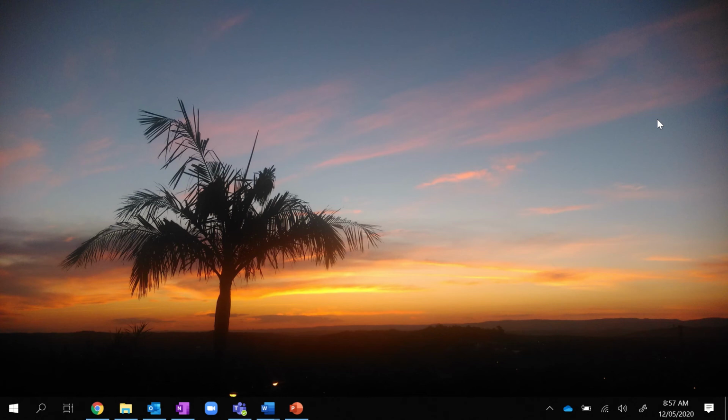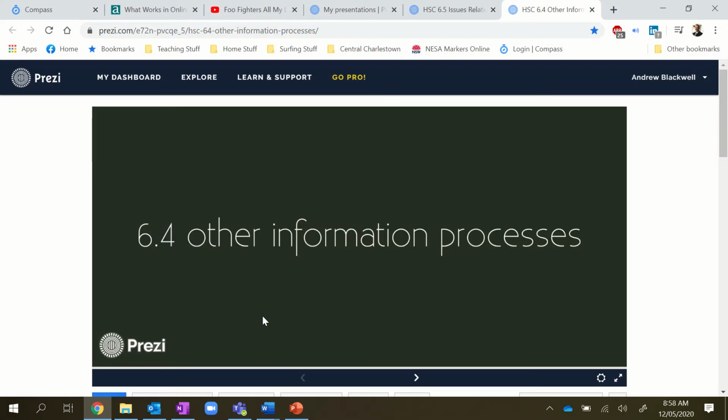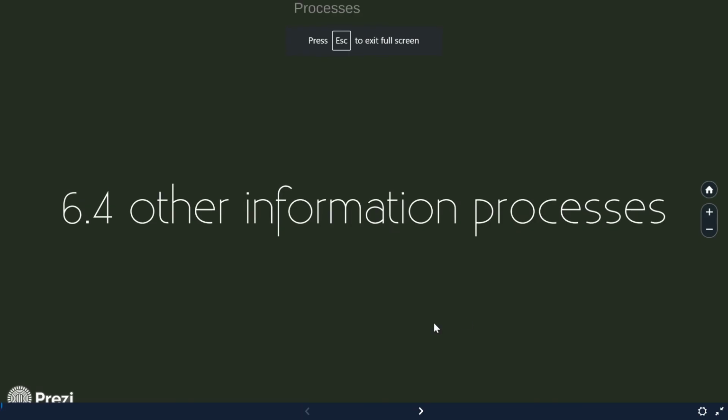Alright, so this is part 4 of the automated manufacturing series, the option topic for Information Processes and Technology. 6.4 is about other information processes. So we're looking at the types of production in manufacturing.